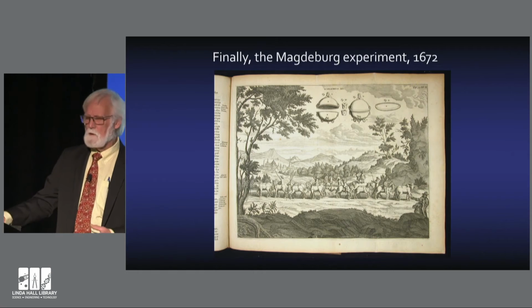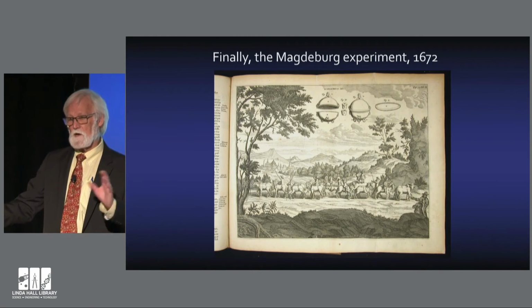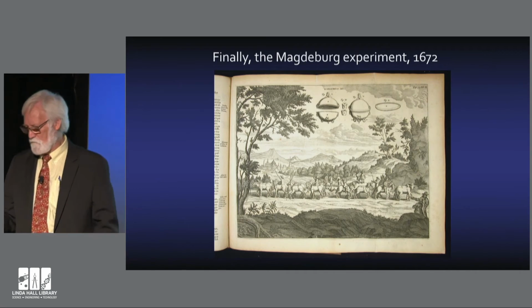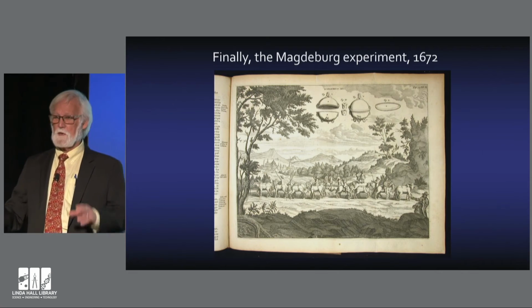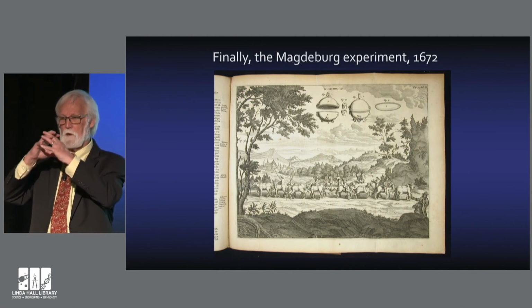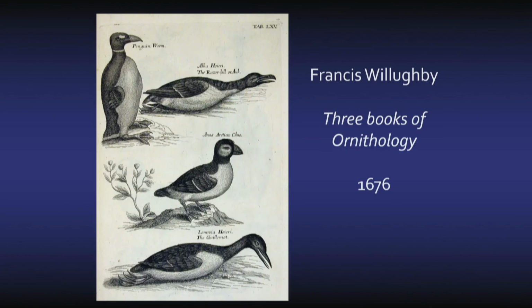So, for example, we finally get a picture of the Magdeburg experiment in 1672. Von Guericke, the guy who did the experiment, finally wrote a book about it, and it's a great picture. It shows the horse teams and the hemispheres that are glued together only by the weight of the atmosphere, and it's one of the most picturesque scientific experiments of all time, and it's nice that we finally have a picture. The experiment was done about 25 years earlier than this, so it's not exactly current, but at least we've got a picture.